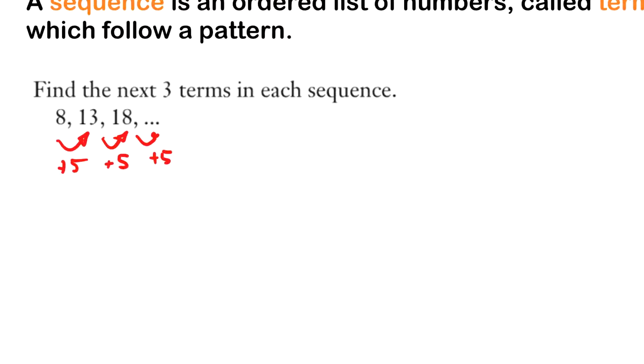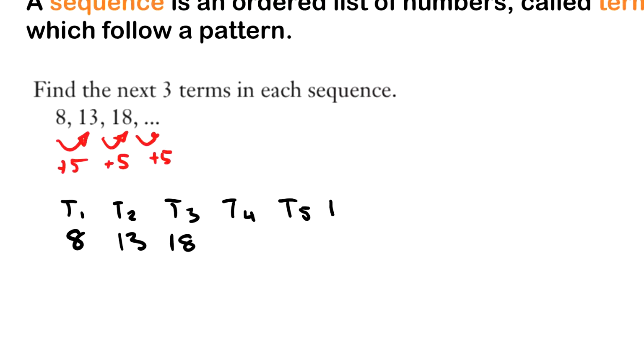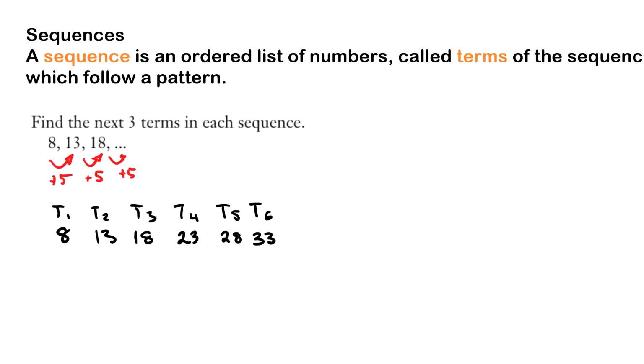So if I write T1, that's 8, T2, 13, T3, 18, T4, T5, T6, and then we can fill it in. 18 plus 5, plus 5, plus 5. So we can see there that the next 3 terms in the sequence will be 23, 28, and 33. All right. So all you're looking for is the pattern.